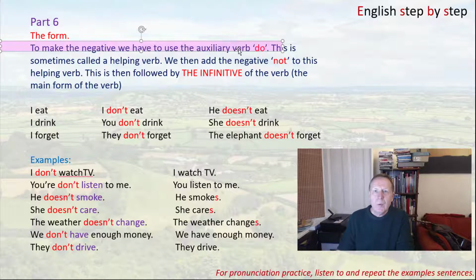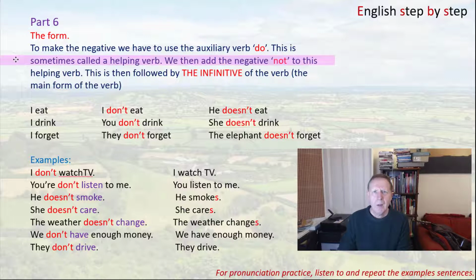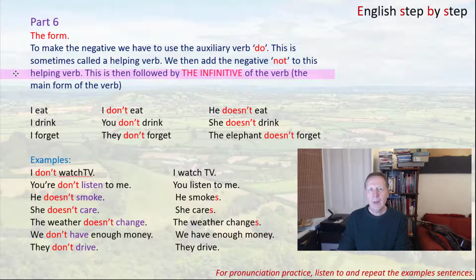To make the negative, we have to use the auxiliary verb do. Now this is different from many other languages where the negative uses just a negative word before or after the main verb. But here in English we use the helping verb or the auxiliary verb do. So this is sometimes called a helping verb, and we add the negative not to this helping verb. This is then followed by the infinitive of the verb, the main form of the verb.